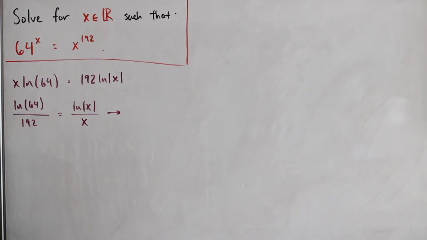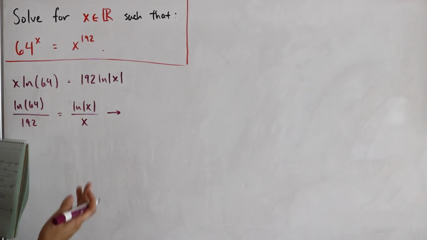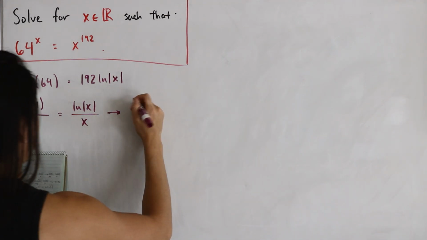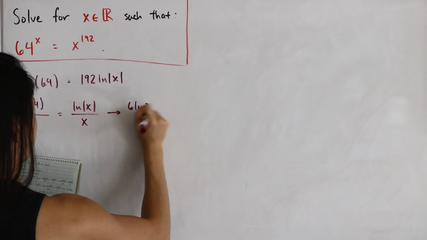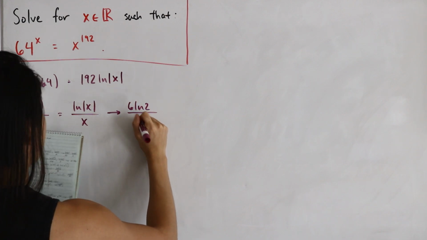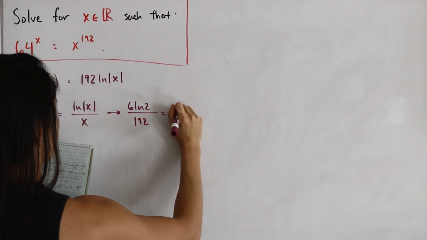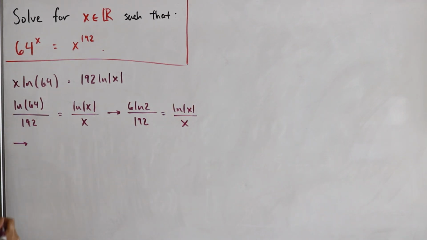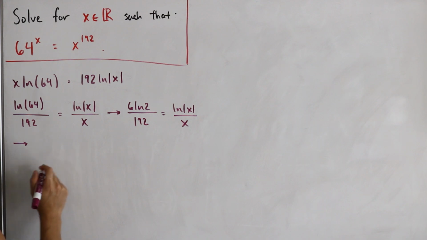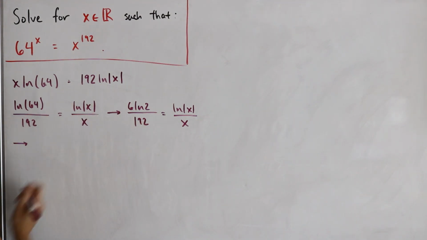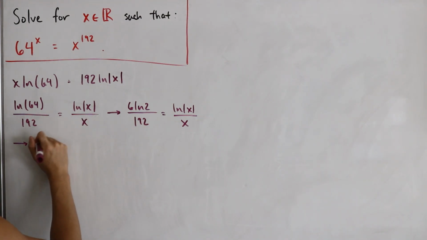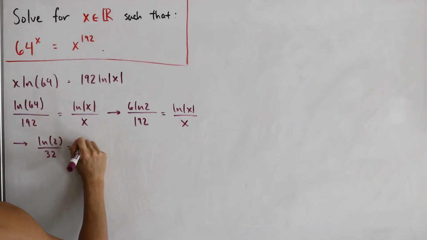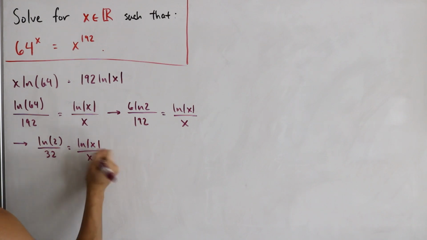Okay, let's get a little creative with this left-hand side over here. What I can do is 64 is the same thing written as 2 to the power 6. So I'll rewrite that and then take that exponent outside. So we have 6 times the natural log of 2, divided by 192. Of course, that's still going to be the natural log absolute value of x, and then x at the bottom. So continuing forward, 6 divided by 192 is just 32 in the denominator. So I have the natural log of 2 divided by 32. That's still the natural log of x and then divided by x.